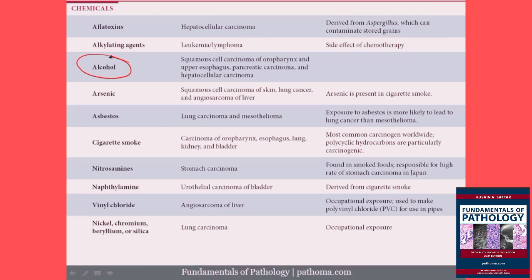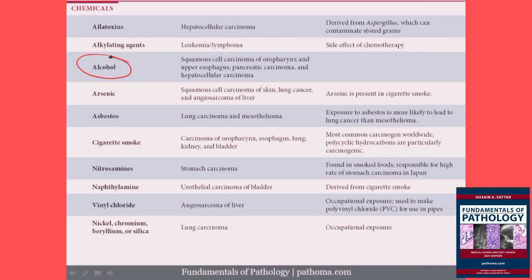There's an association of alcohol with pancreatic carcinoma. You're well aware of the fact that alcohol causes chronic pancreatitis, and one of the complications of chronic pancreatitis is pancreatic carcinoma. So you could kind of put that sequence together: alcohol, chronic pancreatitis, and pancreatic carcinoma. And then the final is alcohol's relationship to hepatocellular carcinoma.